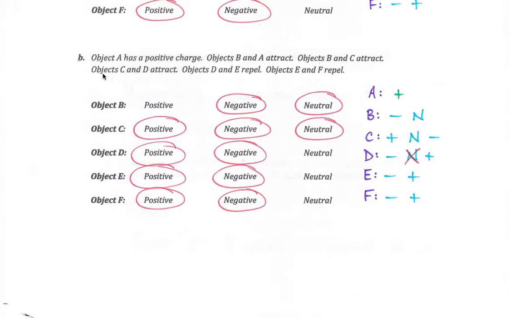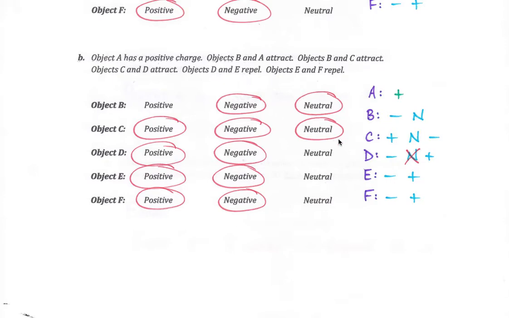Now we come down here. Objects C and D attract. Well, if C is positive, it will be attracted to a negative or a neutral. If C is neutral, it will attract either a negative or a positive. And if C is negative, it will attract to a neutral or a positive. So I have to leave all three options because all three have at least one case where they could attract to C.